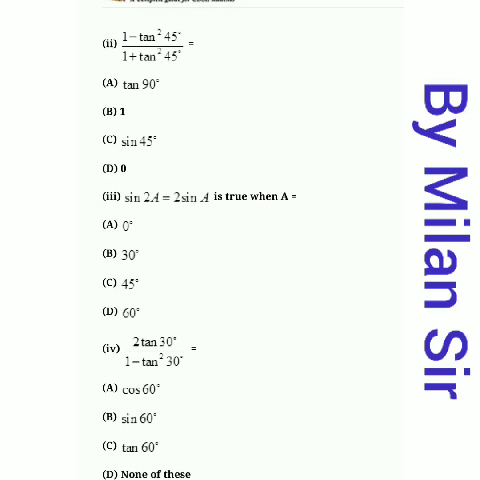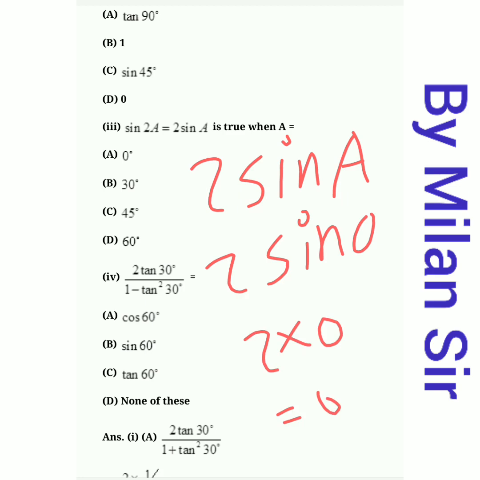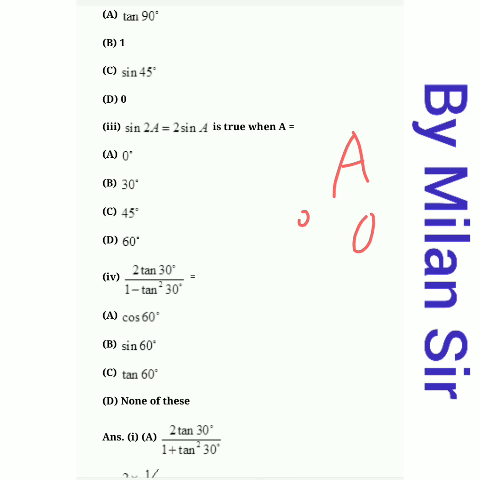So sin 0 is equal to 0. So our left hand side is equal to 0. Now we solve the right hand side, 2 sin a. Now sin 0 is equal to 0, so 2 into 0, it's 0. So our left hand side and right hand side are the same. So option A is correct. Now you can check options B, C and D. You will not get the same answer. So the final answer is A, 0.